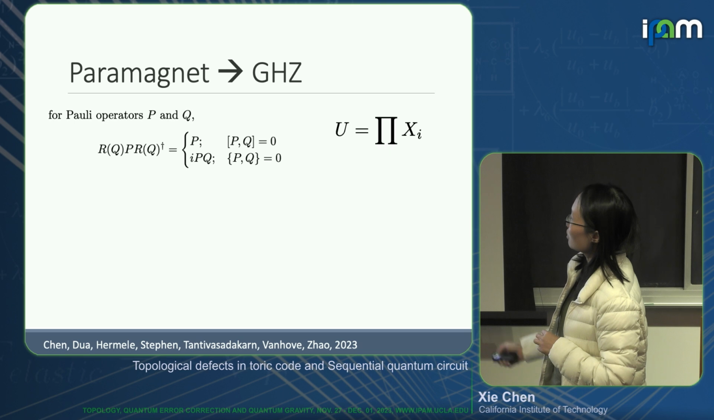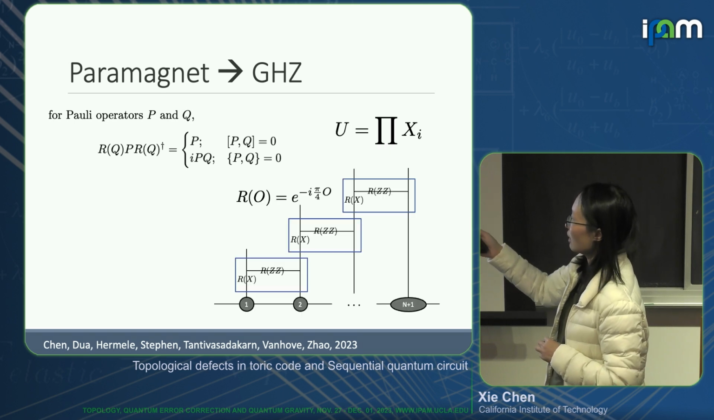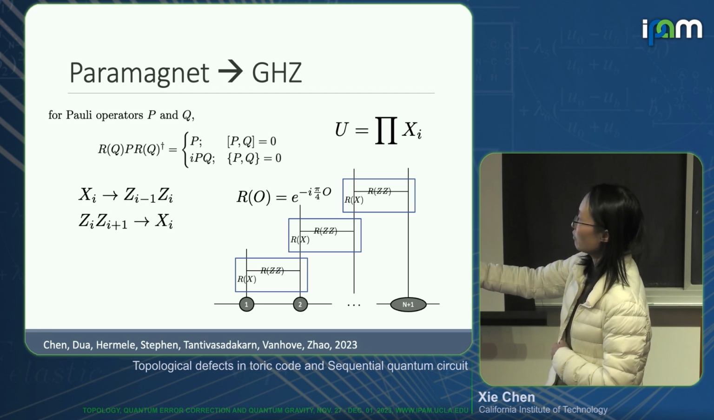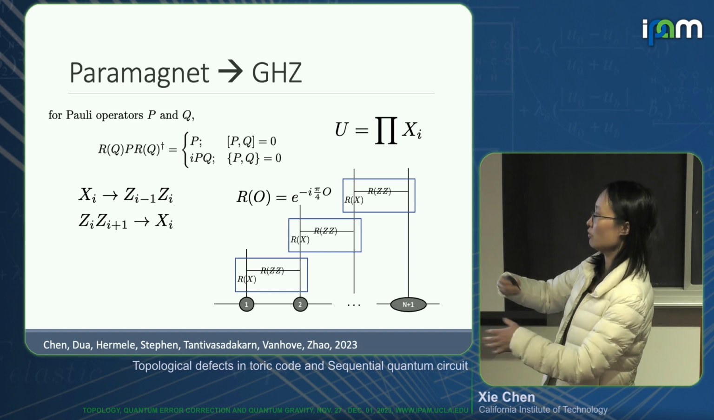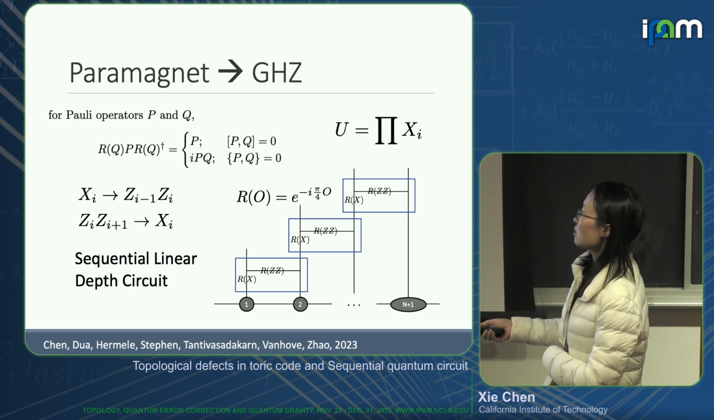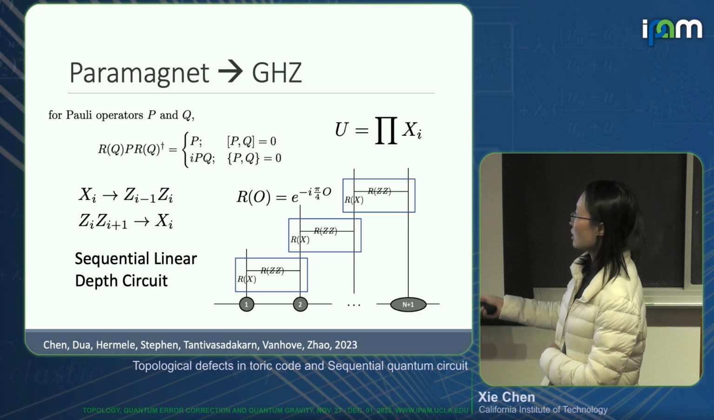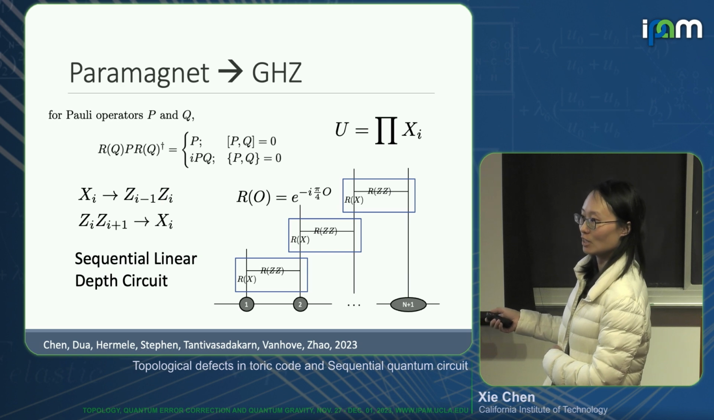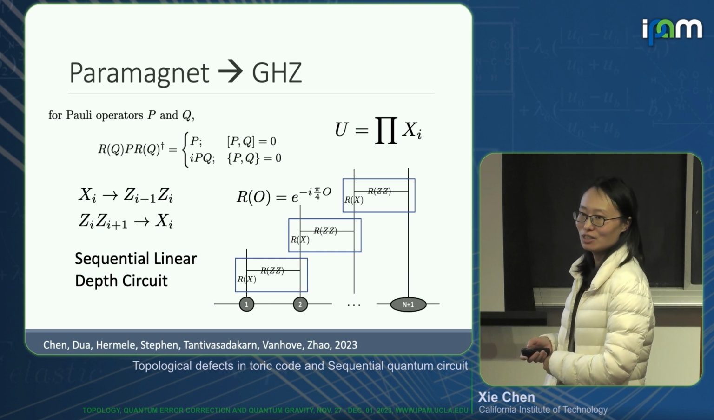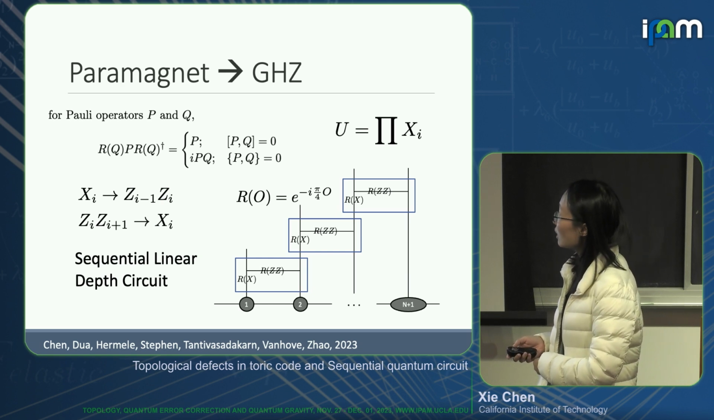Okay, so here are some details of why the circuit works. You can work it out with some tricks with Pauli operators. But what happens is that at least inside the bulk of the system, the X operator maps to ZZ, and the ZZ operator maps to X. So you generate the Kramers-Wannier duality for the system. And this sequential structure leads to the term that this is a sequential linear depth circuit. Okay, and of course, this will also be the kind of circuit that we use to generate the Cheshire defect.